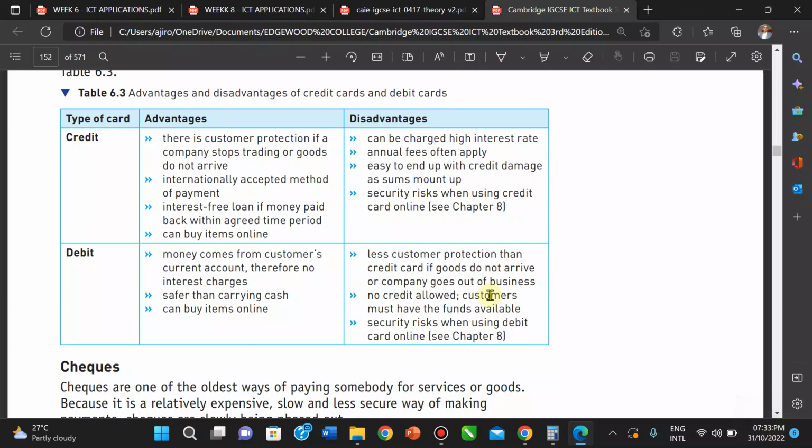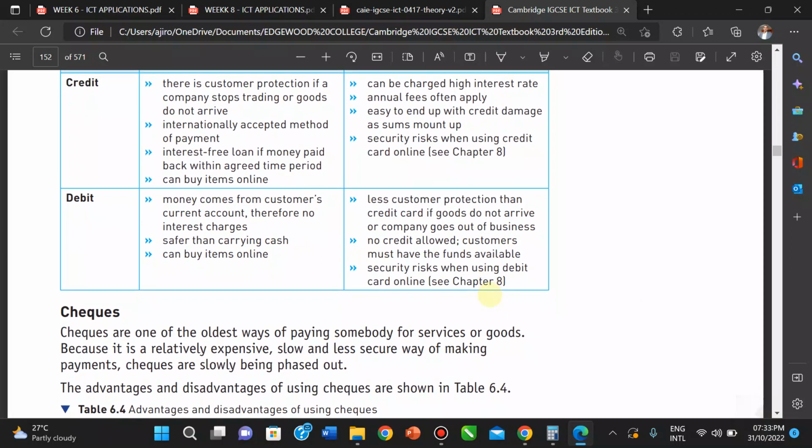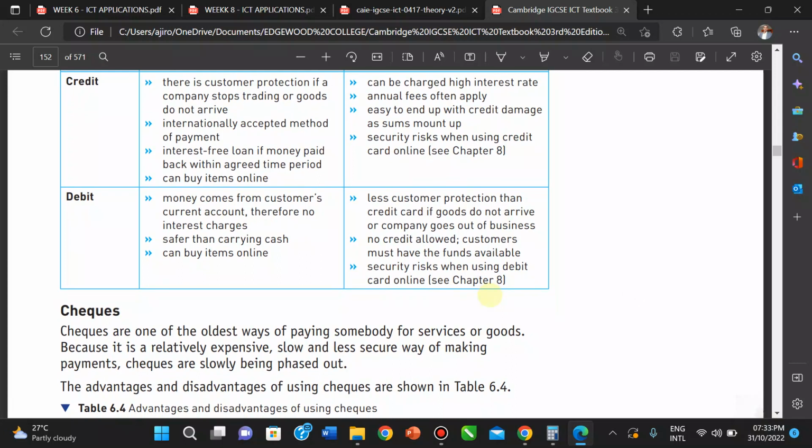Although there are disadvantages, and that's less customer protection than credit card if the goods do not arrive or the company goes out of business. Okay, no credit card allowed. That is, the customer must have funds available. There is a security risk when using your debit card as well.